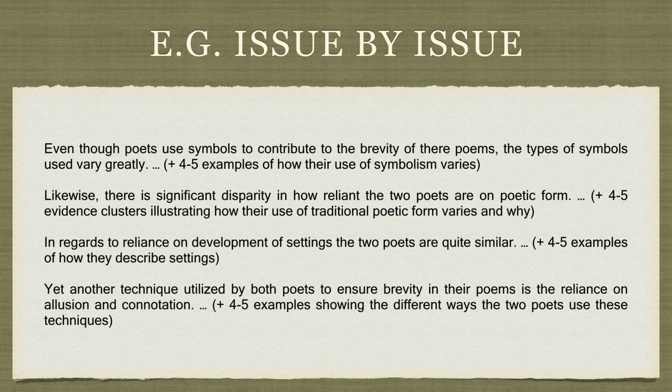Yet another technique utilized by both poets to ensure brevity, conciseness in their poems is reliance on allusion and connotation. And then you'd insert 4 to 5 examples through evidence clusters showing the different ways the two poets use these techniques.